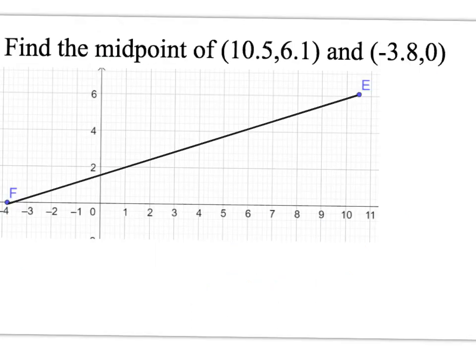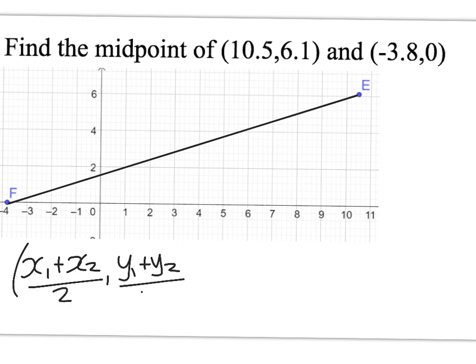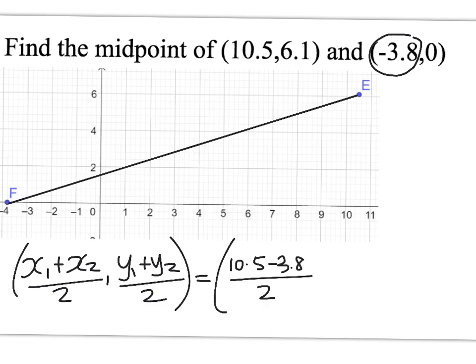Right, so one last problem, and I've used decimals this time. Remember that this is our formula. So all we have to do is to substitute into this, and we'll get the midpoint. Just be careful here, we've got a negative number here. So x1 plus x2 is 10.5 plus negative 3.8, which is just minus 3.8, divided by 2. And on the y values, really easy, 6.1 plus 0 over 2.